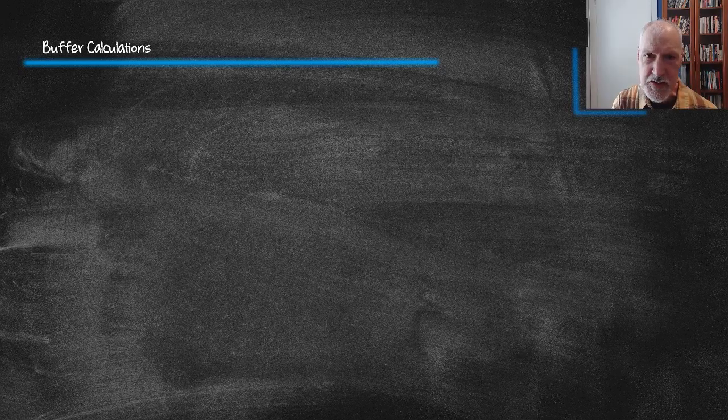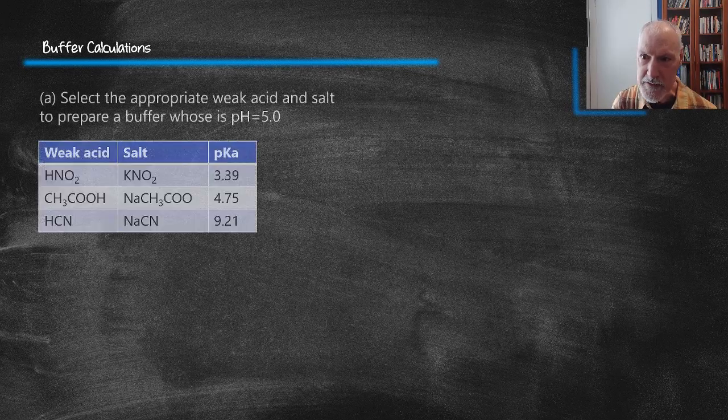Let's look at a couple of questions that will involve the use of these equations. First of all, let's select the appropriate acid to use to create a buffer whose pH is about 5. Let's bring up the relevant equation that we've just developed.